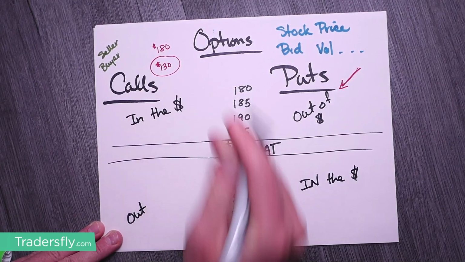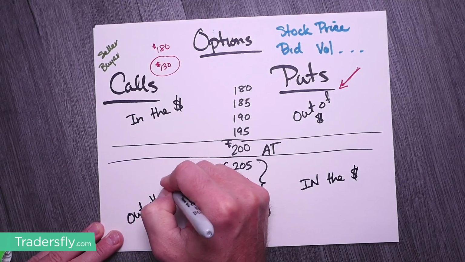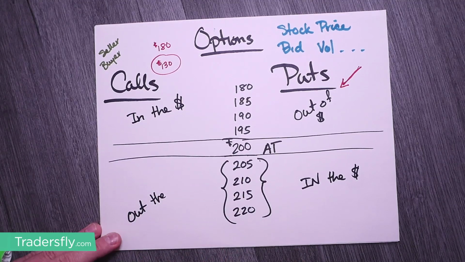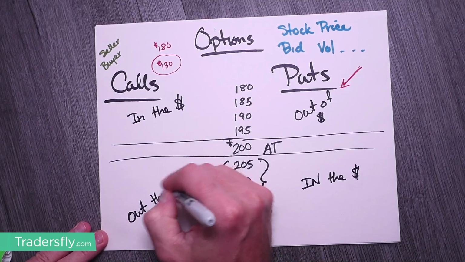So what does that really mean? What do all these things mean? Out of the money means there's no big value to it, right? The price hasn't hit there.